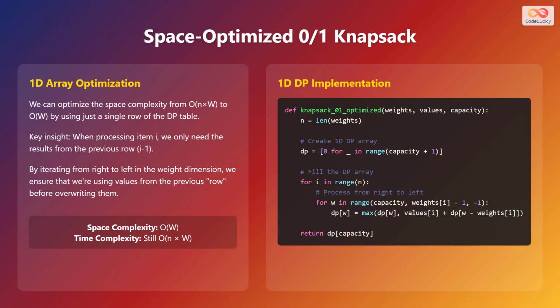If the weight of the current item is less than or equal to the current weight, we update the current value with the maximum of its current value and the value of including the item. Finally, we return the value at the capacity index of the DP array.